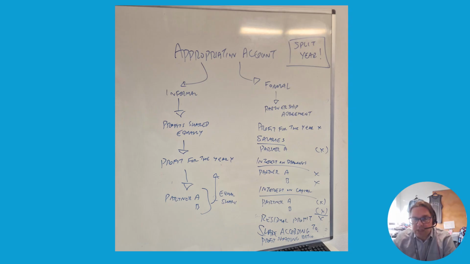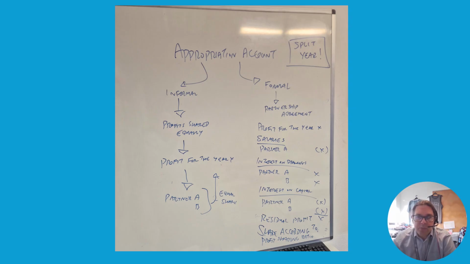So if it was 30% to one partner, 20% to another, 50% to the other, then that would be the split. But again, that's own figure, so make sure you do it, even if you think you're not 100% right. Top corner there, I've written split year.